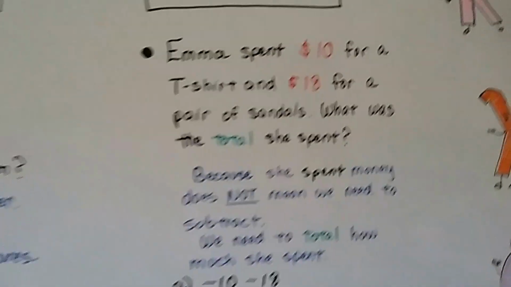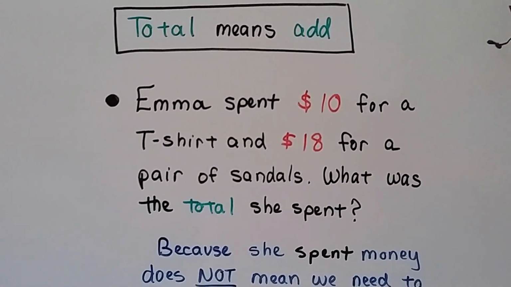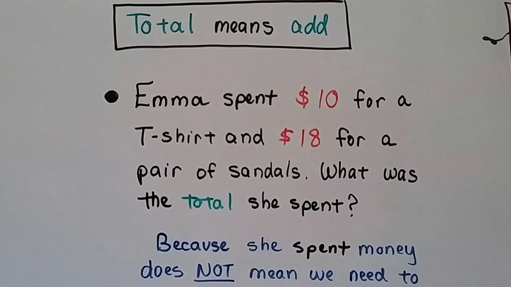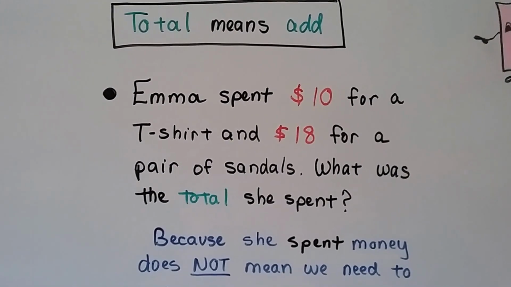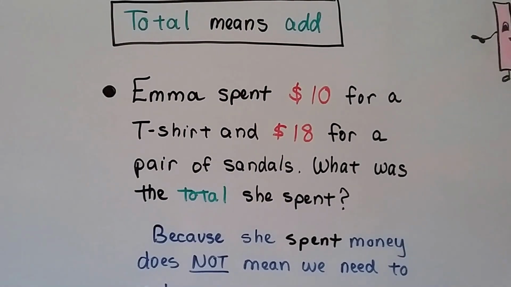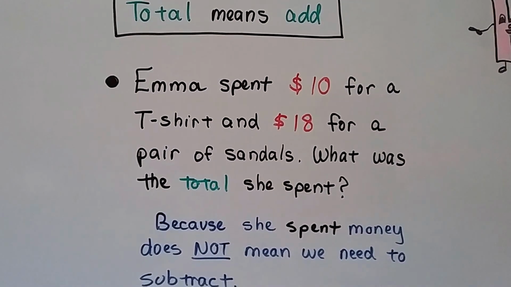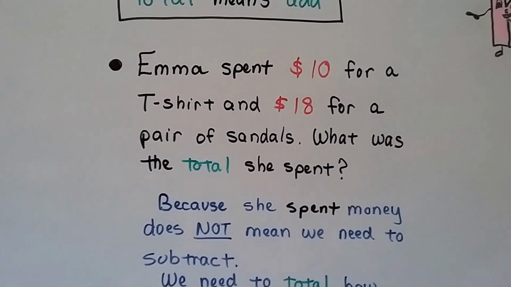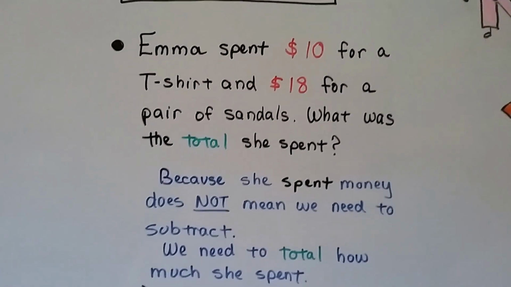Now remember that total means add. Emma spent $10 for a t-shirt and $18 for a pair of sandals. What was the total she spent? Now, you may think that spent means she's going negative with her money. And it doesn't mean we're going to subtract. She spent $10 and $18. So we need to total how much she spent.